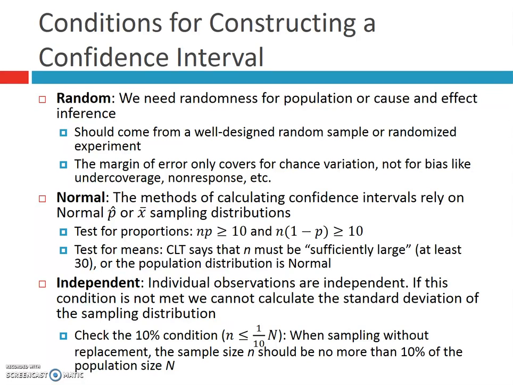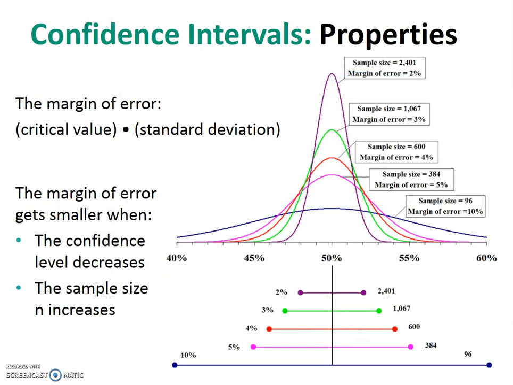A couple more things, and then we will wrap up this section. Some interval properties: how can you make a smaller margin of error? Say you want to have a smaller margin of error. There are two ways. One is to decrease the confidence level. If I'm not as confident, I'm not including as many values, right? Another way is if your sample size, n, increases.